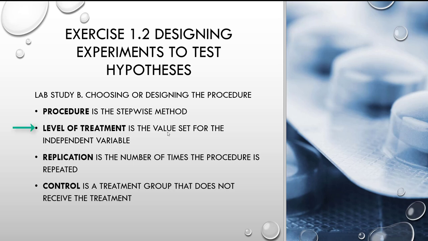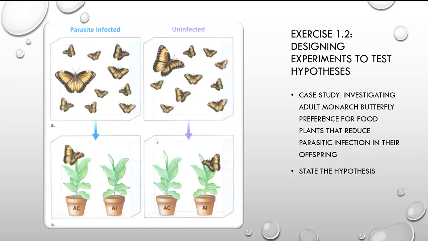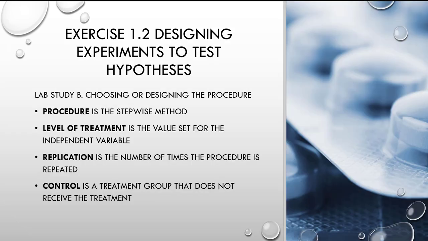The level of treatment is the value set for the independent variable. So in this case, if we go back, our levels of treatment are the two types of plants, as well as the two types of butterflies. Those are levels of treatment. Replication is the number of times the procedure is repeated. In this case, they did the experiment twice.